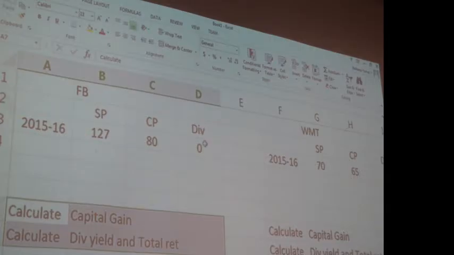Let's do it for Walmart now. What is the capital gains yield? Capital gains is 70 minus 65 divided by 65, right? Dividend yield is 2 divided by 65. Somebody do the math. The capital gains yield is 7.69%, the dividend yield is 3.08%, and the total is approximately 10.77%. All right, so a question like this should be fair game on the test.